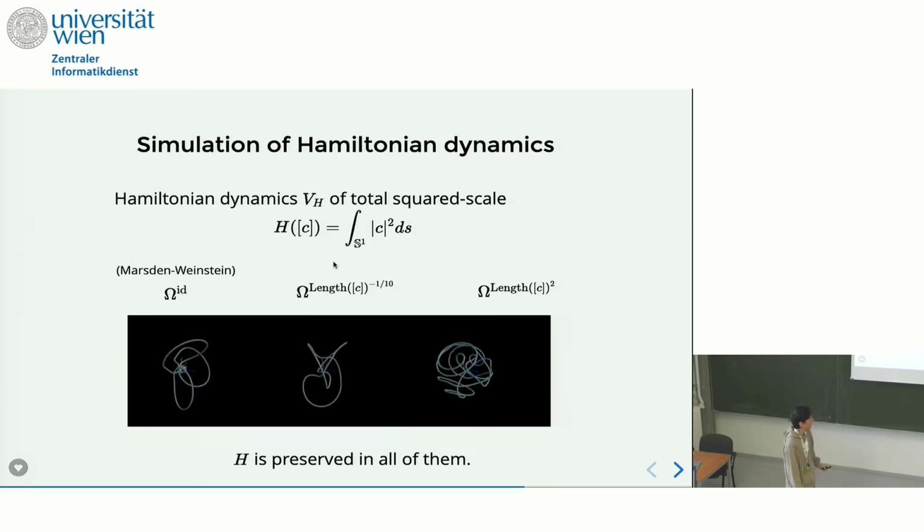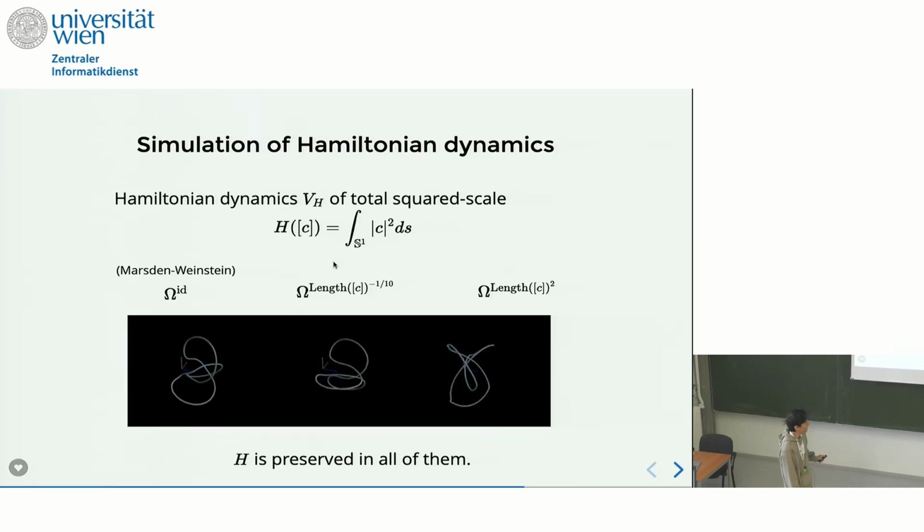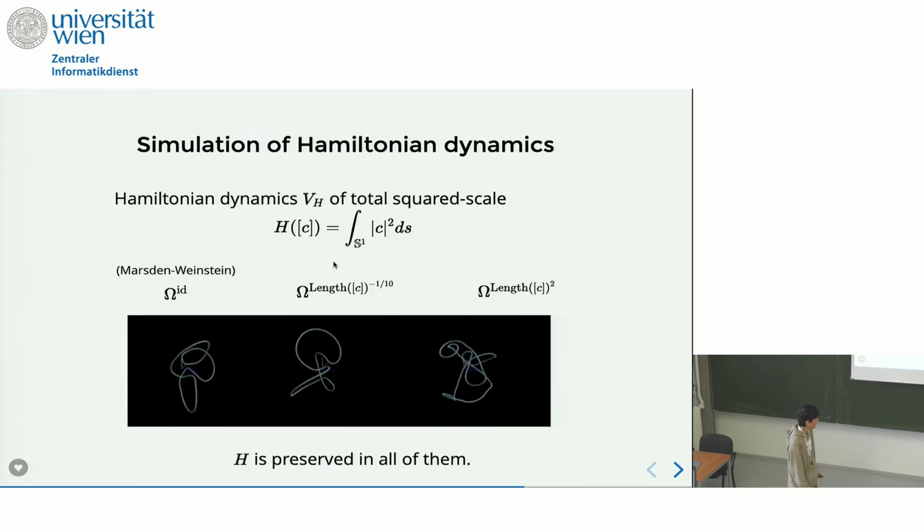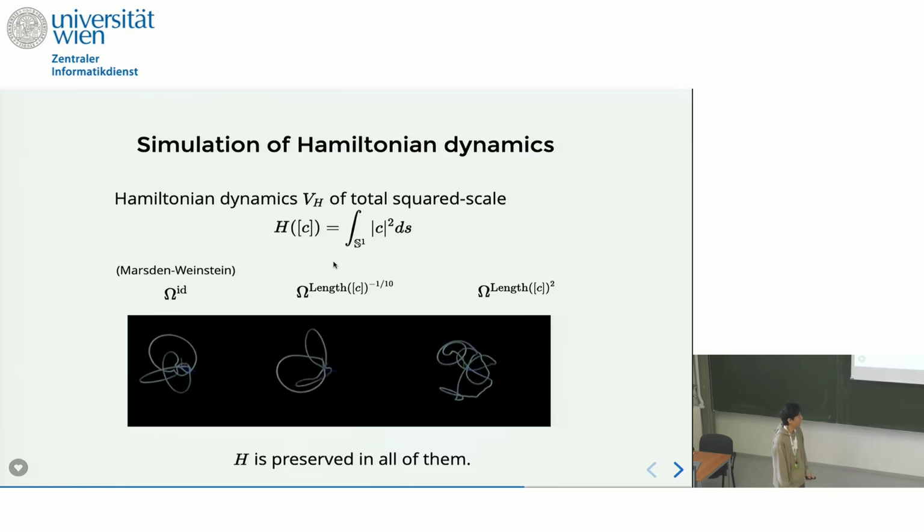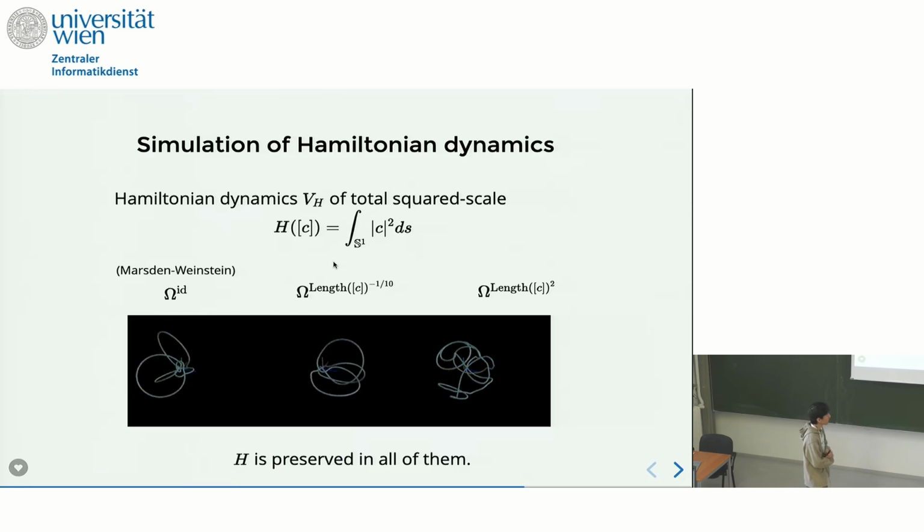In particular, the rightmost one looks almost static, but it is nicely forming a complex spiral pattern as time passes. And remarkably, of course, the Hamiltonian is preserved in all of them, but the dynamics are very different. So this is what we got for space curves.